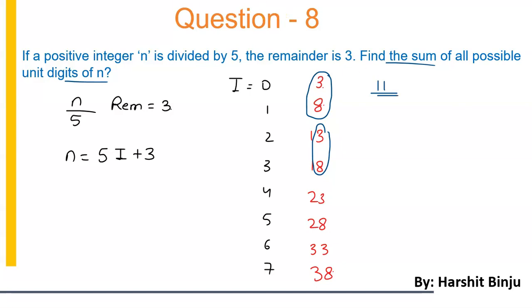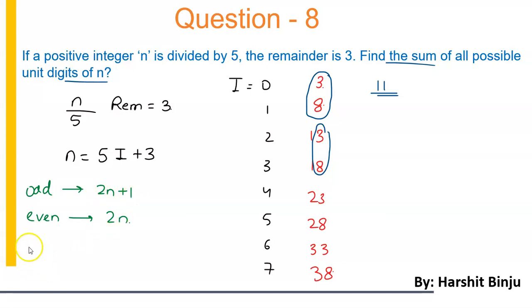When you talk about positive integers, there are only 2 types: one is odd, one is even. An even integer can always be written in the form 2n, and an odd integer can always be written in the form 2n plus 1. Or you can write 2n minus 1 also, that's completely your call.